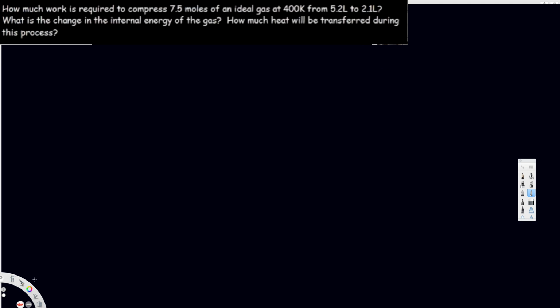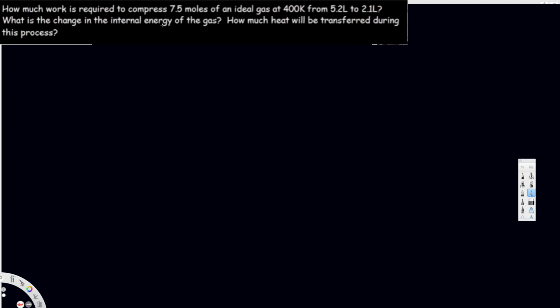Let's do this problem right here. The question is asking how much work is required to compress 7.5 moles of an ideal gas at 400 Kelvin from 5.2 liters to 2.1 liters. And that's our first question. The second question is asking for the change in internal energy, and the third is asking for the heat transfer, right? So let's begin with the first one.